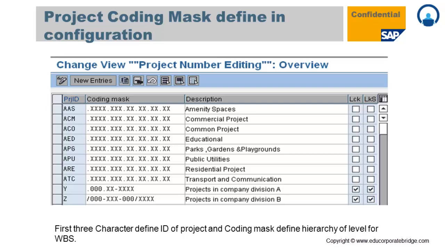As soon as you pick the ID to create that project, the coding mask will automatically get picked up. The coding mask also defines the hierarchy, or the levels, of the WBS. It can be first, second, third, fourth, fifth and sixth level, so you can create up to a 6th level WBS structure according to this example. The first 3 characters define the ID for that particular project, and the coding mask defines the hierarchy of levels for the WBS.